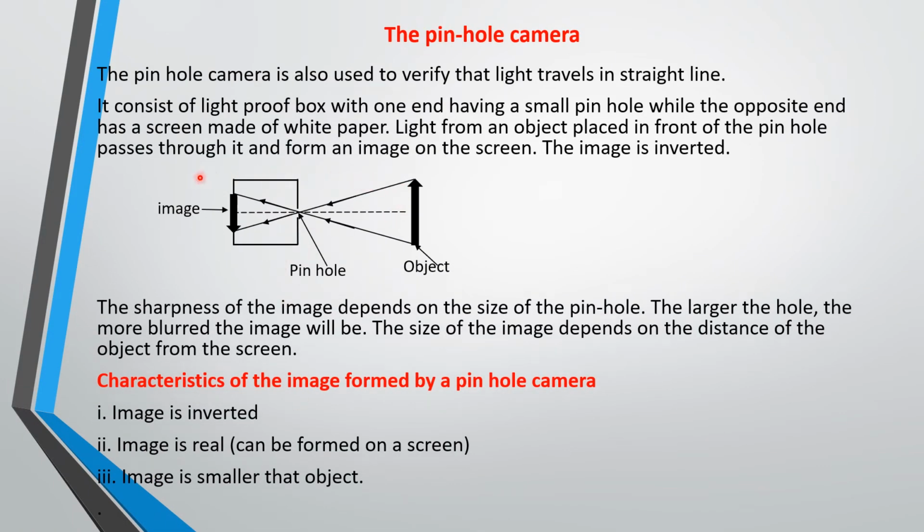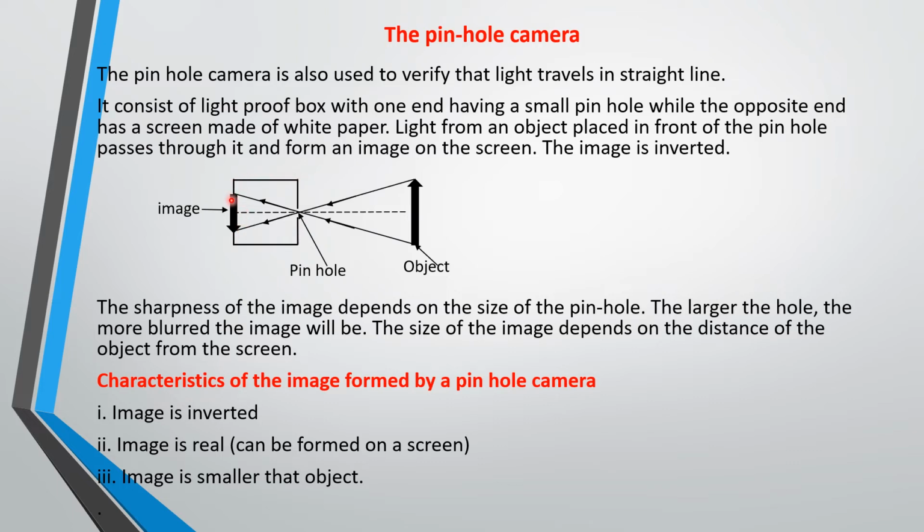So this is just a diagrammatic representation of a pinhole camera. This is supposed to be a box, and then you have a pinhole on it. You can actually construct a pinhole camera. It's easy to construct. You can get a small box or a carton, maybe a carton of biscuits. Then you seal up all the open ends so that there will be no light entering the box.